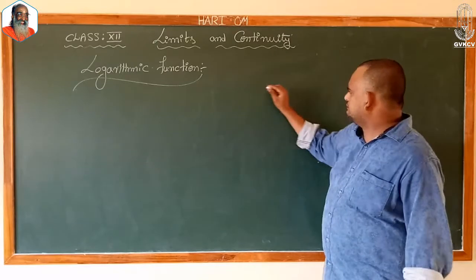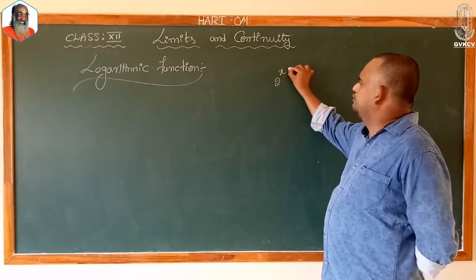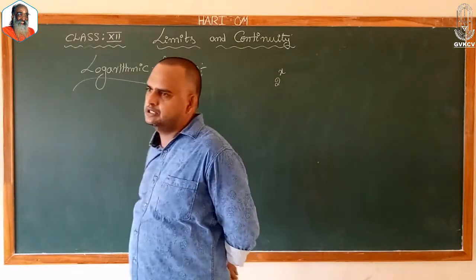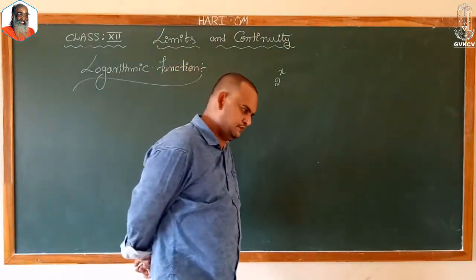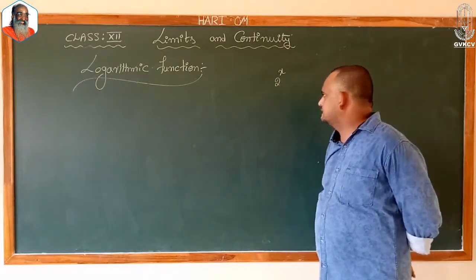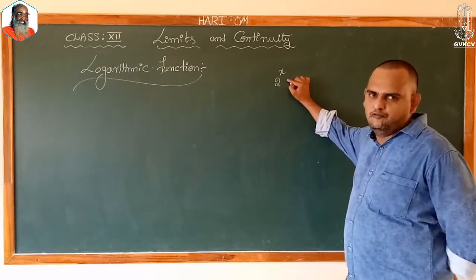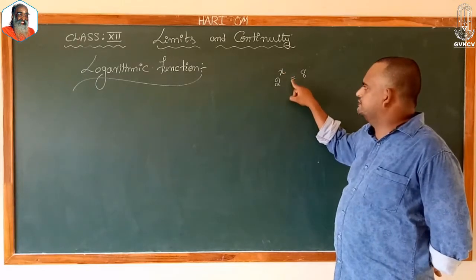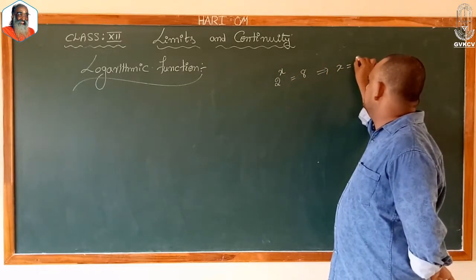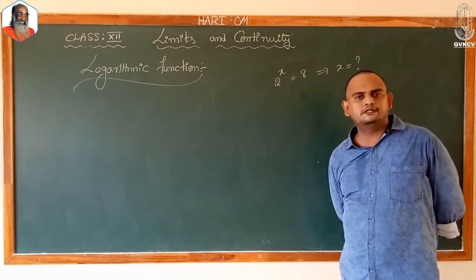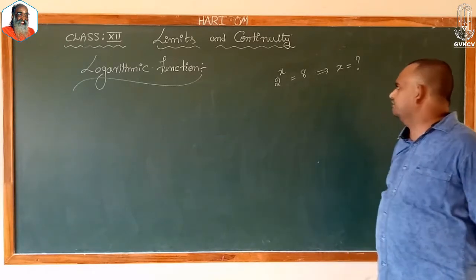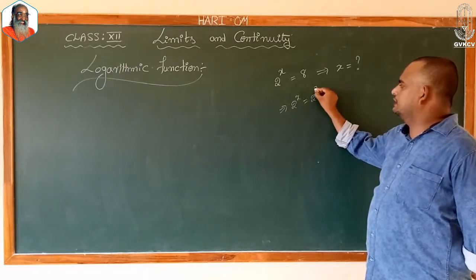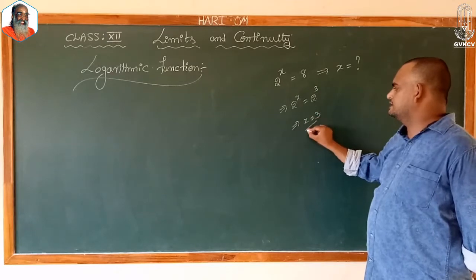As we know, an exponential function is in the form of 2 power x. And we have two types of exponential function: one is the common exponential function, another is the natural exponential function. Now, 2 power x is nothing but an exponential form. For example, when 2 power x is equal to 8, what is the value of x? 8 can be written as 2 cube, so I can say that the value of x is equal to 3.